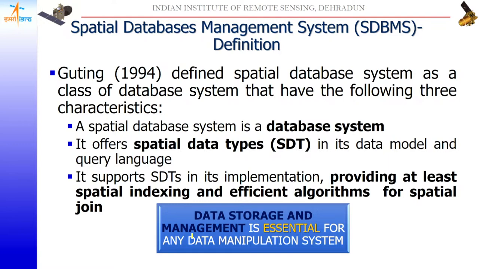So to qualify as a spatial database, the following characteristics should be there: a spatial database system is a database system but should also offer support for spatial data types, spatial indexing, and support for various spatial functions that work on those spatial types. So not only is storage important, but also the manipulation of the data that we are storing in the system.